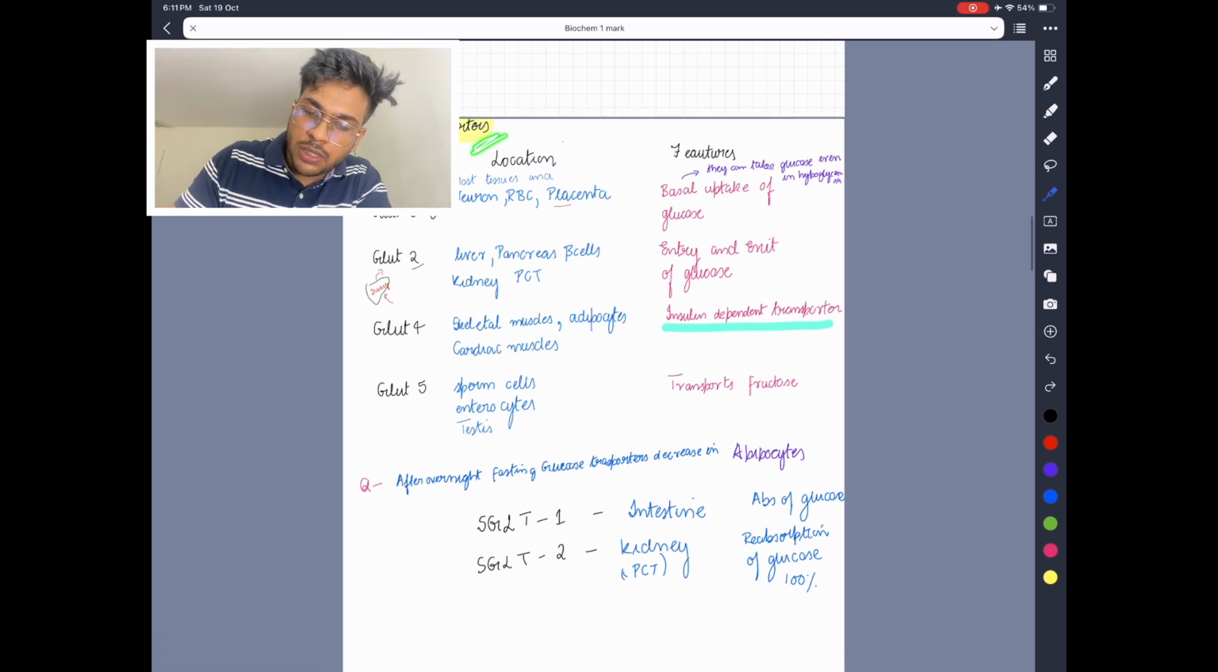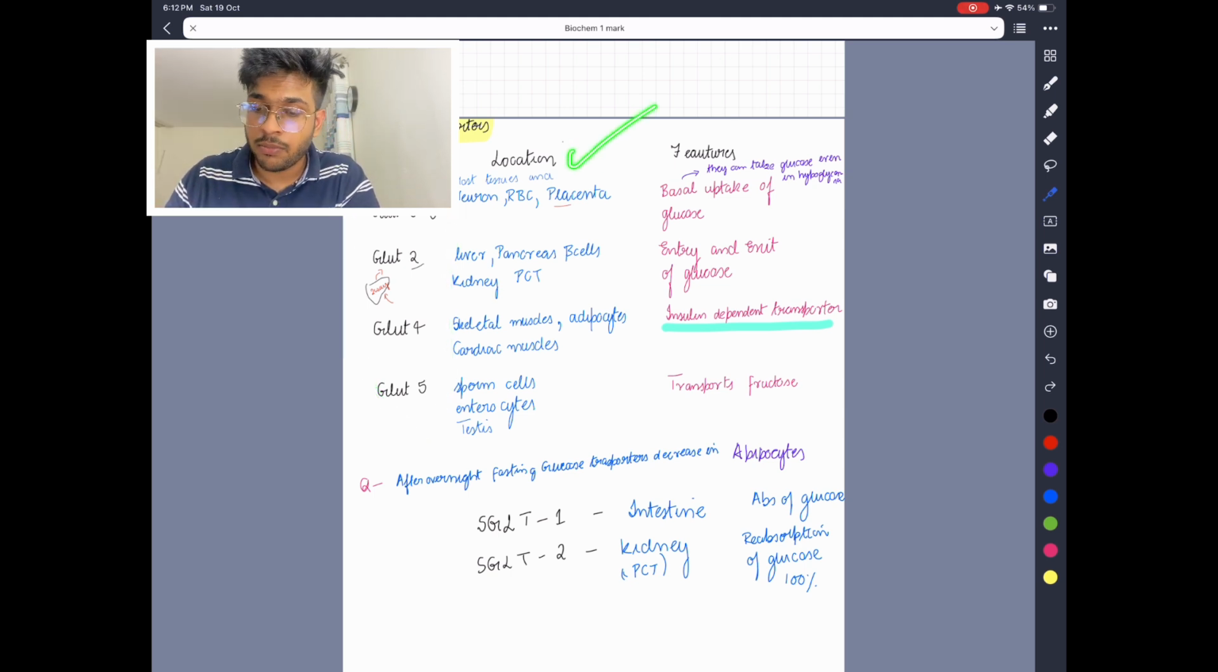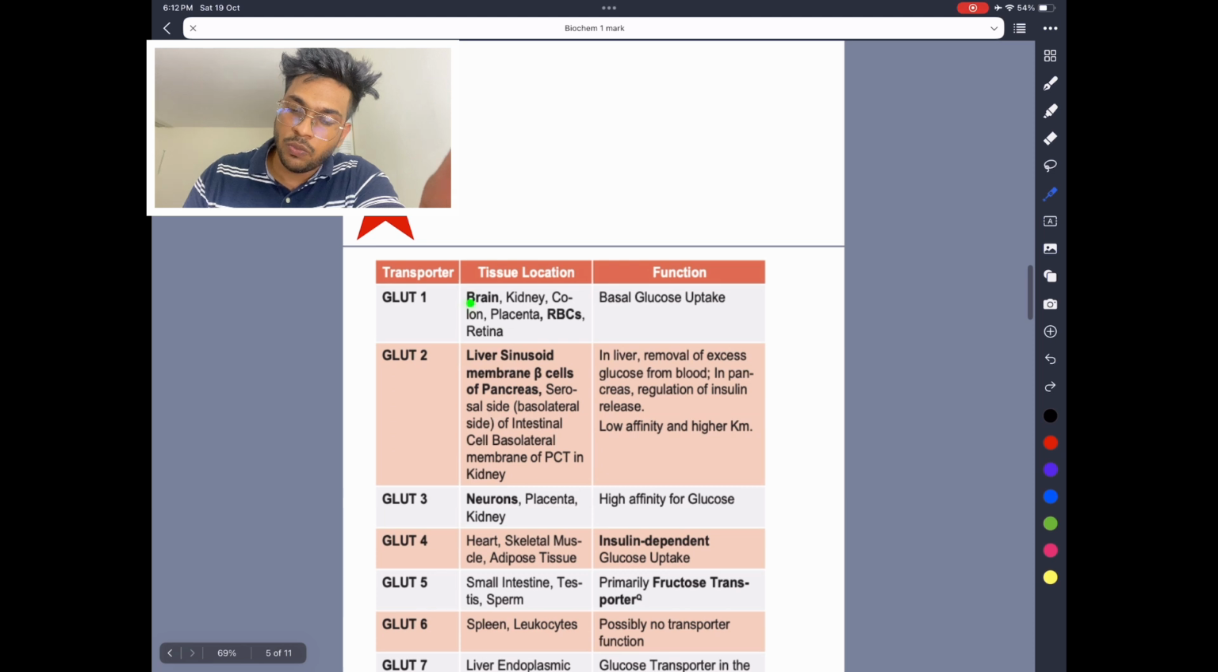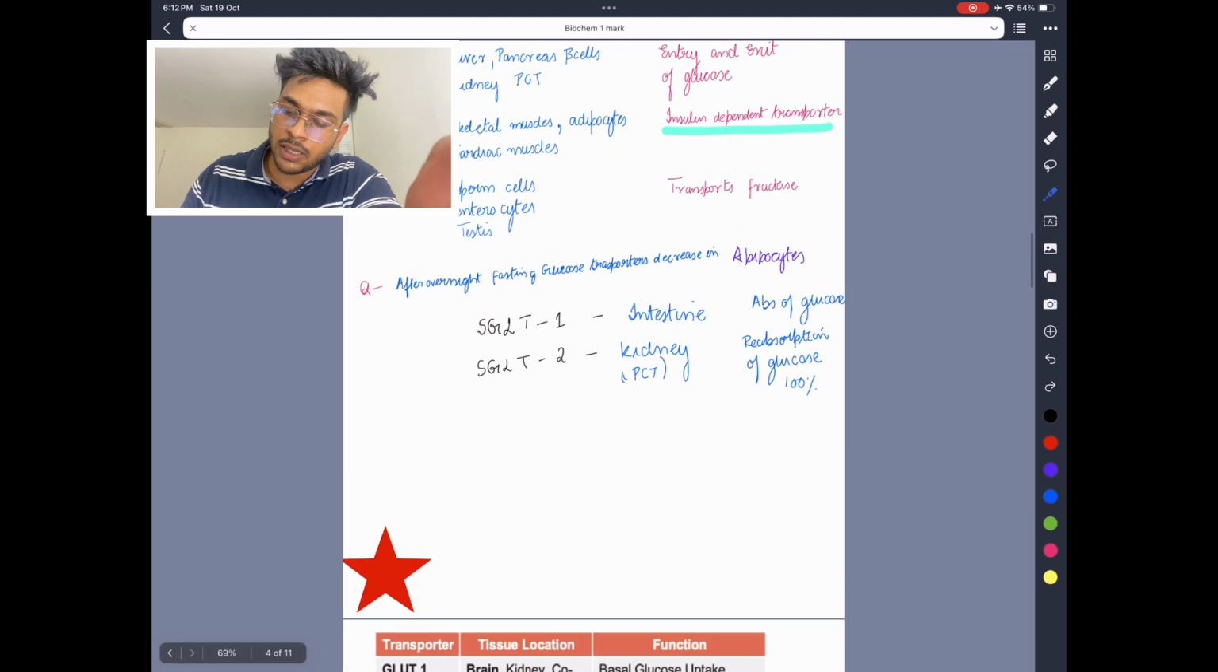Okay, now we're into glucose transporters. First and foremost, what you need to know is the names, 1, 2, 3, 4, 5, and then where they are present. Very important. Features questions can be asked, but first and foremost, I think the numbers and the locations. GLUT1 is present in brain, RBCs, placenta, retina. GLUT3 is present in neuron, placenta, kidney.